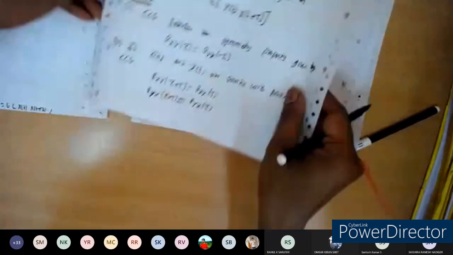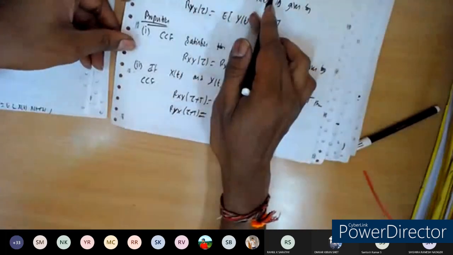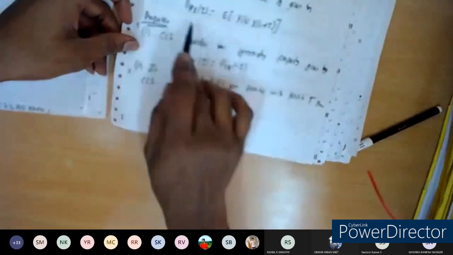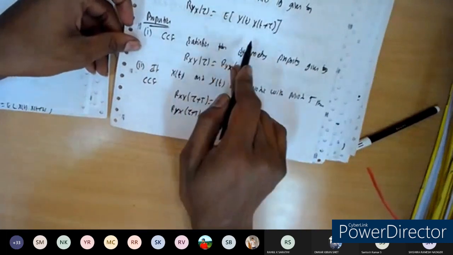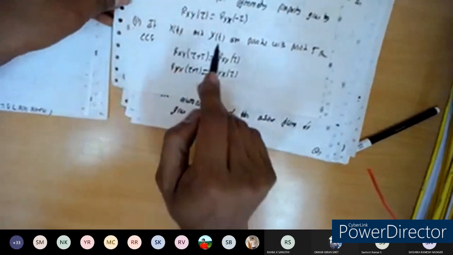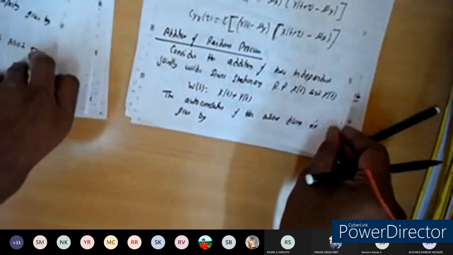Then we saw the concept of cross correlation. For two random processes we consider the cross correlation, and Rxy of tau is not equal to Ryx of tau, as it is defined in a different manner like this. Similarly, we have seen the properties of the cross correlation and the cross covariance.